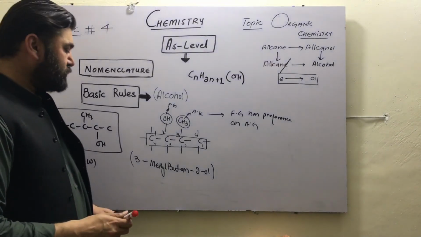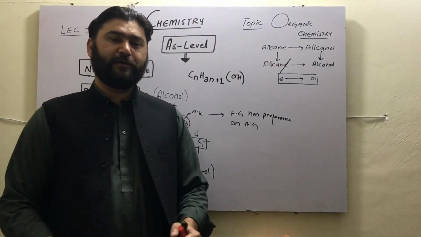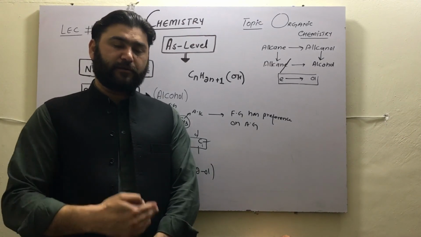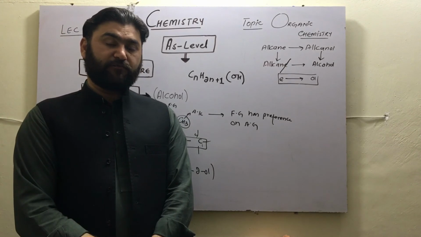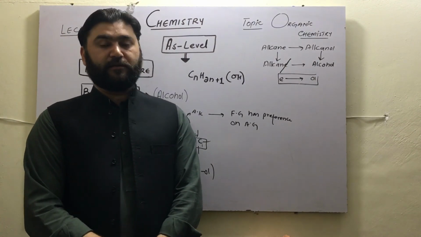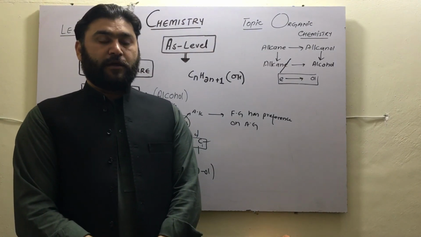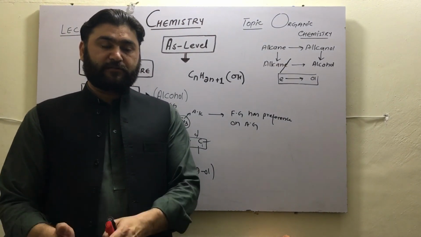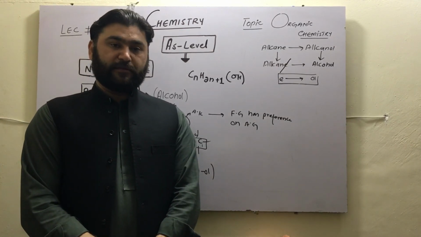So this is the basic rule by which you will get the best idea for naming alcohols. Alcohol naming is very important, because in the rest of the lecture you will see the naming system and you will distinguish different alcohols. You will mention primary alcohol, secondary alcohol, tertiary alcohol, and where we will discuss the Lucas test, where we can distinguish between primary, secondary, and tertiary alcohol. This is a very important lecture.